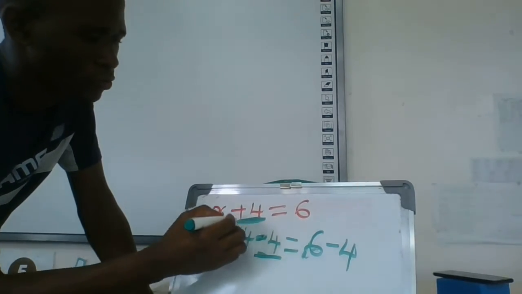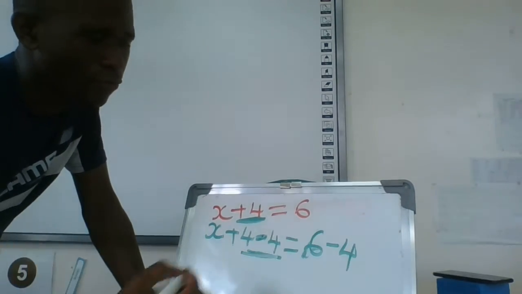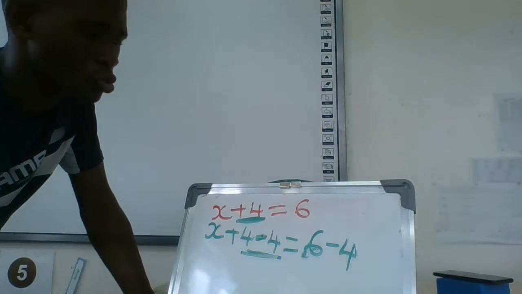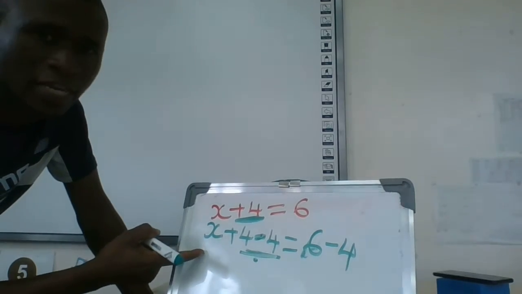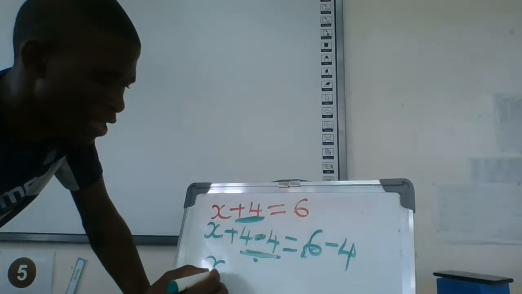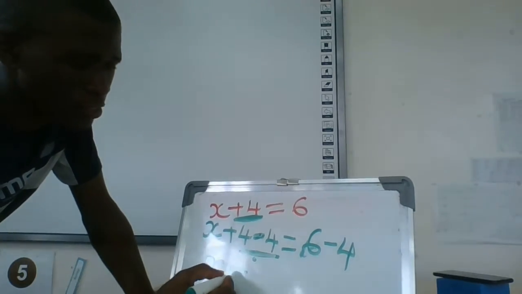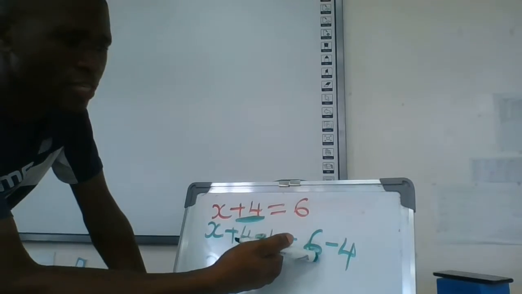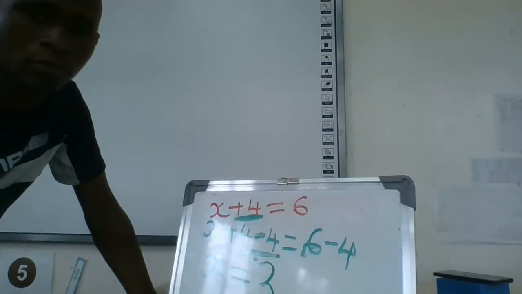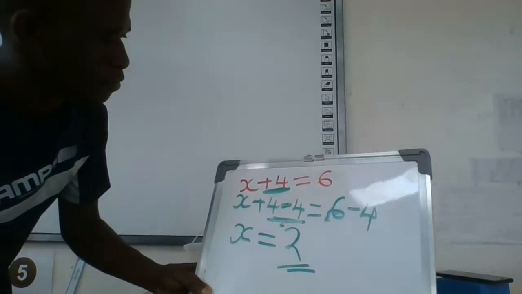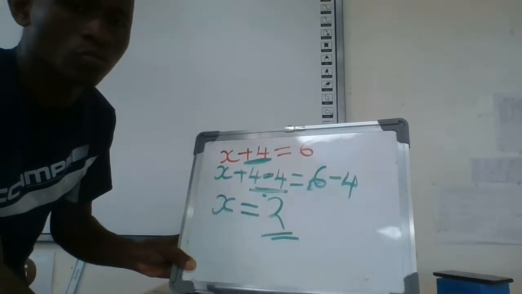So take away 4. 4 take away 4 is 0. And 6 take away 4 is 2. So x plus 0 gives us x, which is equal to 6 minus 4, which is 2. So the answer is 2. x is equal to 2.